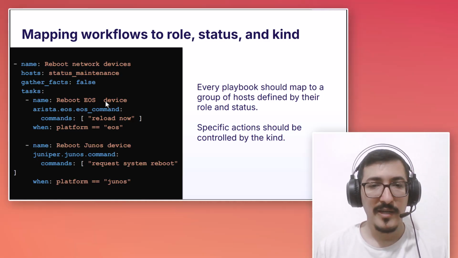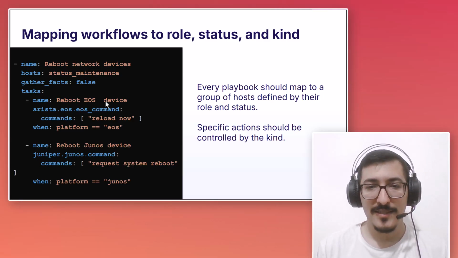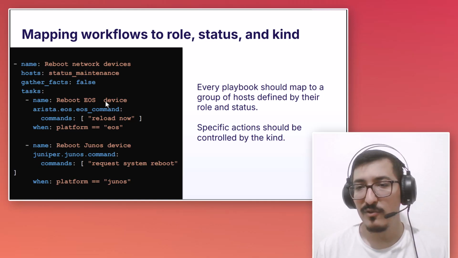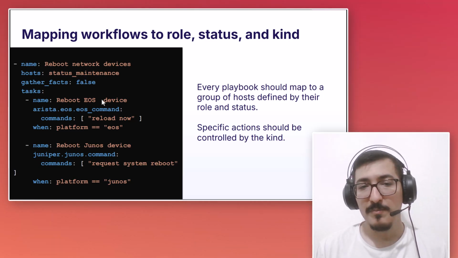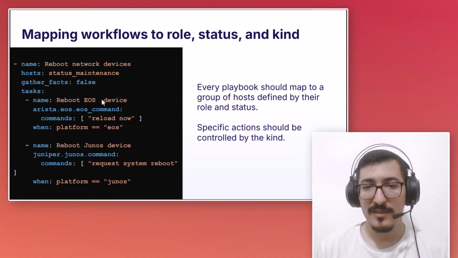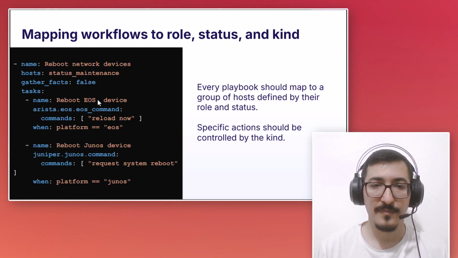First of all, why do role, status, and kind matter? In modern automation, we don't execute tasks device by device. We design workflows that operate at the service layer. Every device belongs to a role, has a status, and represents a specific kind of network element.